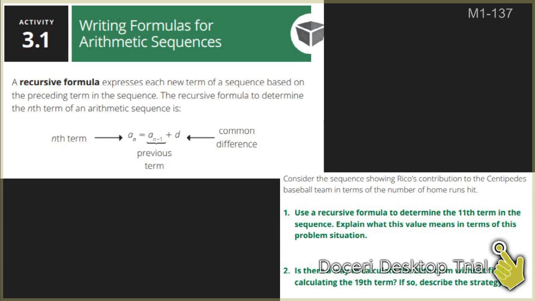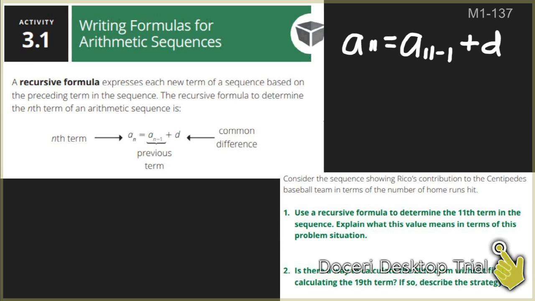At the bottom of that page, then it says, use a recursive formula to determine the 11th term in the sequence. Explain what that value means in terms of this problem situation. Well, I don't really have room right there to write, so I'm just going to do it up above, but you can write this next to number 1 on your page. Okay? So we know we're looking for the 11th term. So the first part of this formula just is A11 for the 11th term. And we know that it is A n minus 1, so 11 minus 1, plus the common difference.